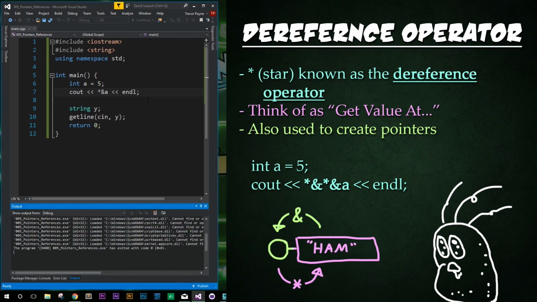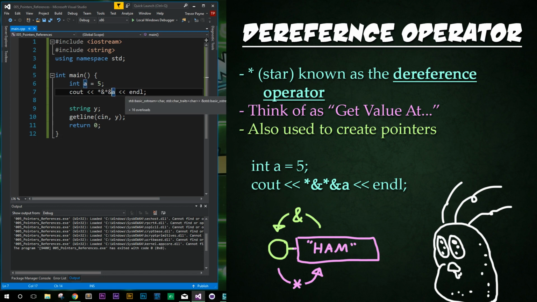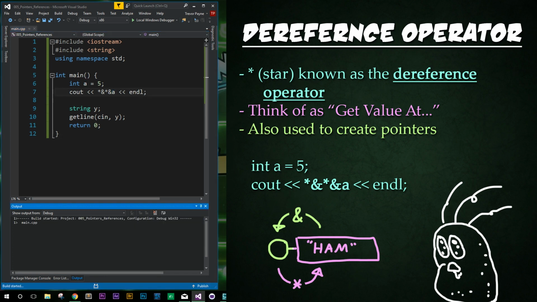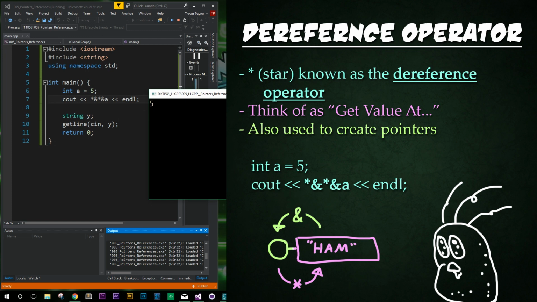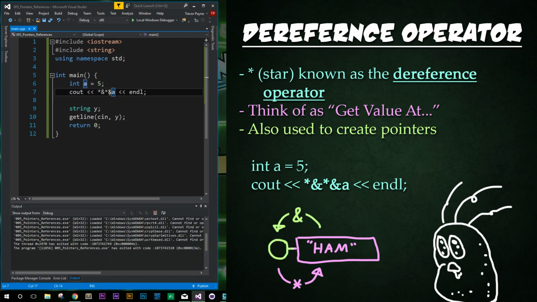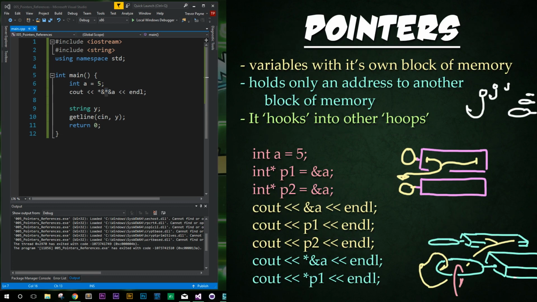So we can actually slap on infinite ampersand symbols and stars back and forth to alternate between grabbing the address and then grabbing the data. There's no real point to this, but it's just to illustrate the point that they go back and forth. They are complementary. So again, we have 5 because we entered as many address of operators as we did dereference operators. Cool. So we have a way to get the address and we have a way to get the values back. Awesome. The second way to use the star or dereference operator is to create a pointer variable.